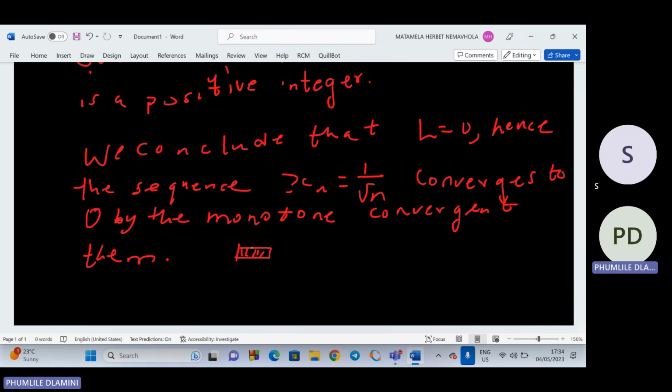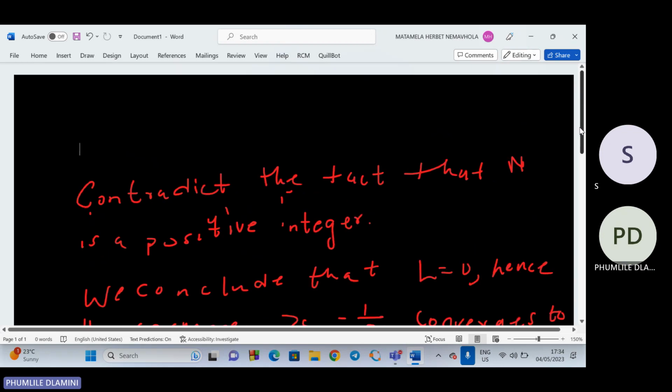So he must also show that the lower bound is 0. He didn't really show that the lower bound is 0, but he did show that this is a decreasing sequence. I'm happy with that. But that the lower bound is 0, he didn't really show that. But the proof that he did there is fine. So you can choose to answer using his proof, or you can also answer using this proof that I gave to you.